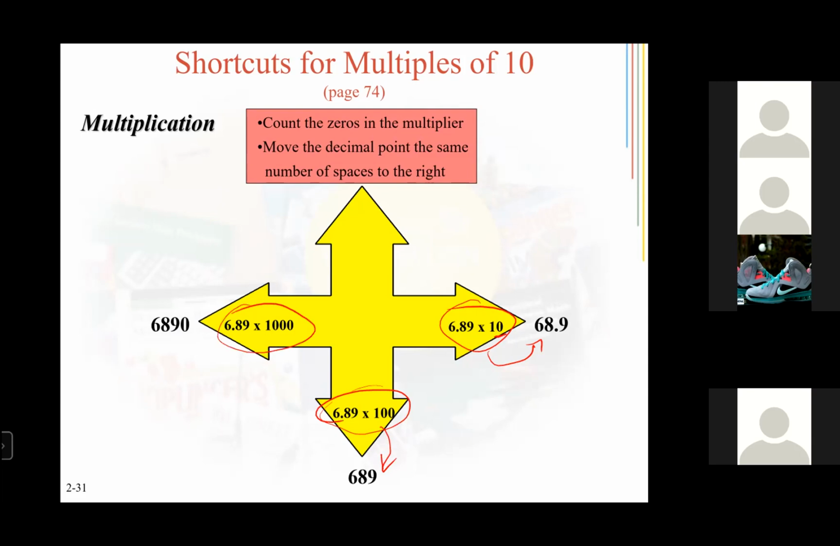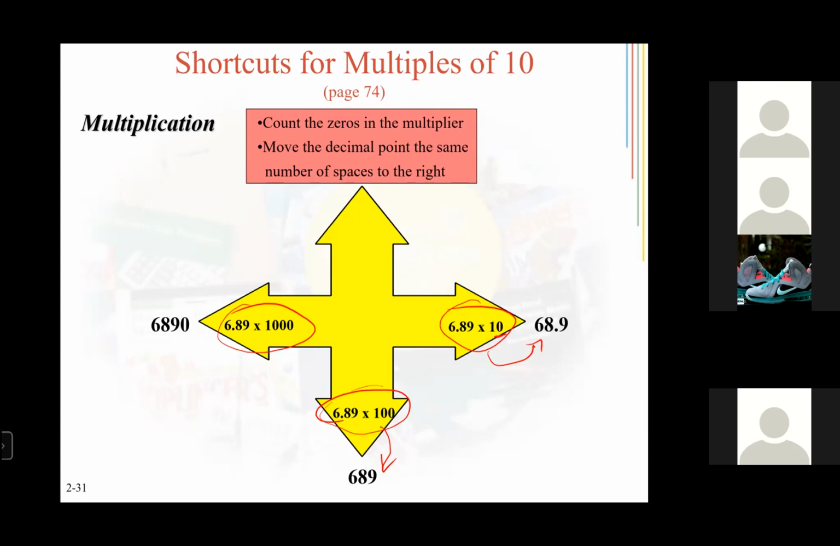So the shortcut, you could do it on your calculator, but for mental calculation, certain things you could see right away. Anytime you multiply by 10, the quickest thing to do is just move the point one place to the right; 100, 2 places to the right; 1,000, 3 places to the right; 10,000, 4 places to the right, and so on.